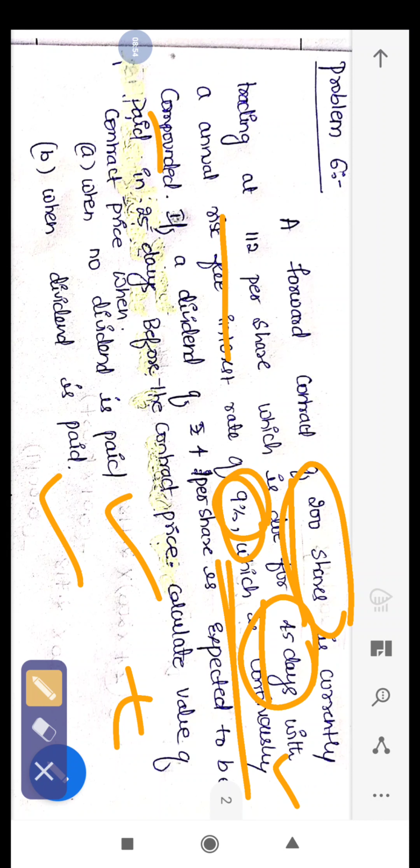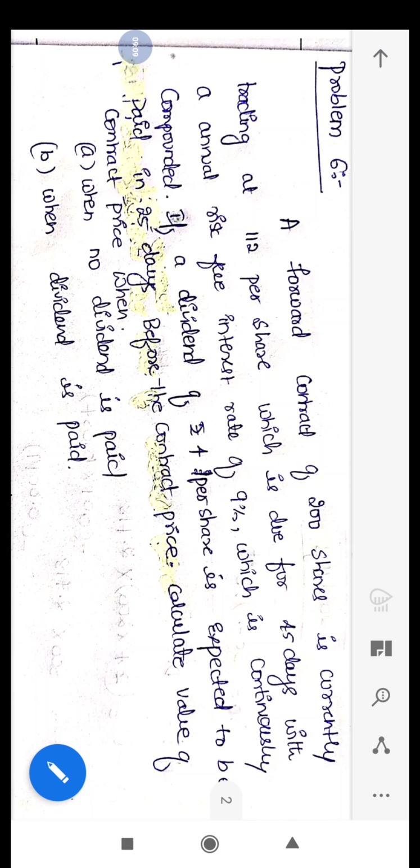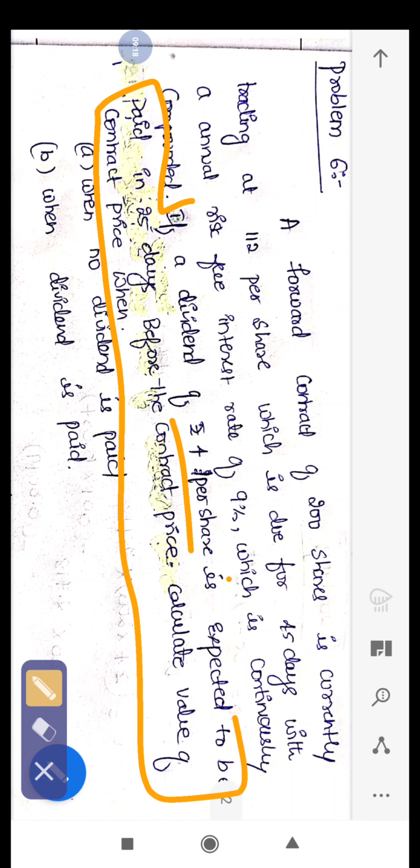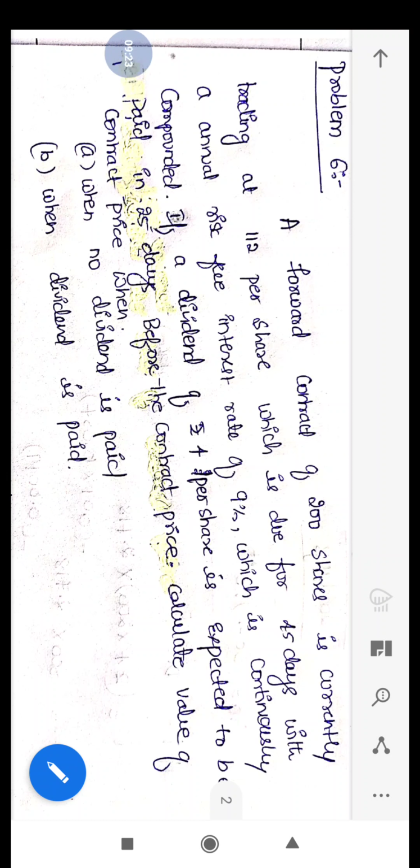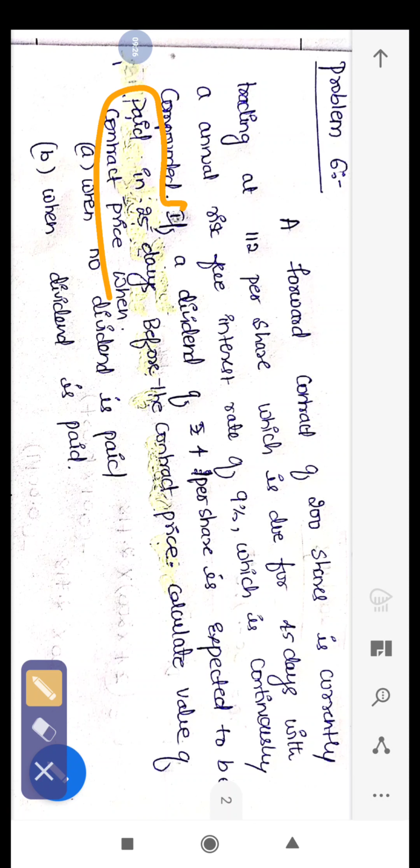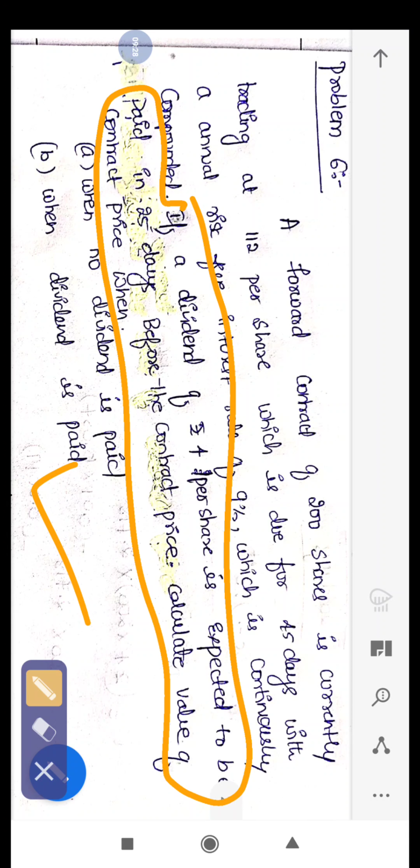If a dividend of rupees 4 per share is expected to be paid 25 days before the contract price, calculate the value of the price when no dividend is paid and when dividend is paid. But as this problem has dividend, in the first situation you have to assume that this section is not available for you. In that case, how will you calculate? That is when no dividend. In second, considering this information, how will you calculate when dividend is paid?